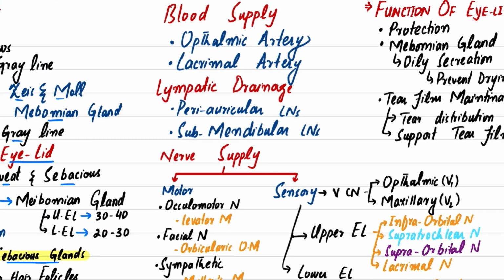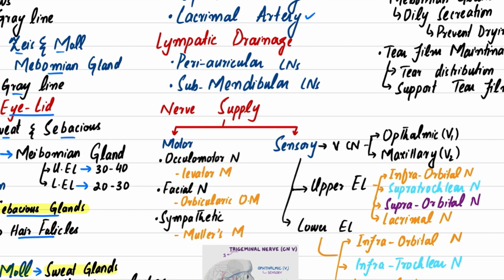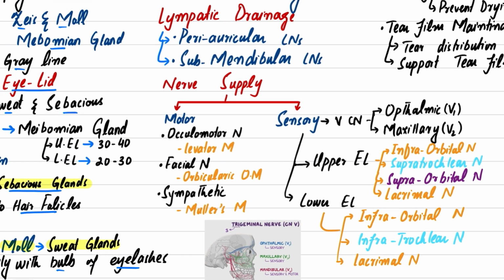Blood supply of the lid margin. In the blood supply we have two arteries, the ophthalmic artery and the lacrimal artery. Their branches supply the lid margin, which are called medial palpebral branches. Then we have lymphatic drainage. Again, we have two lymph nodes involved: the preauricular lymph node and the submandibular lymph node. Then the nerve supply is of two types. One is motor supply and the other is sensory supply.